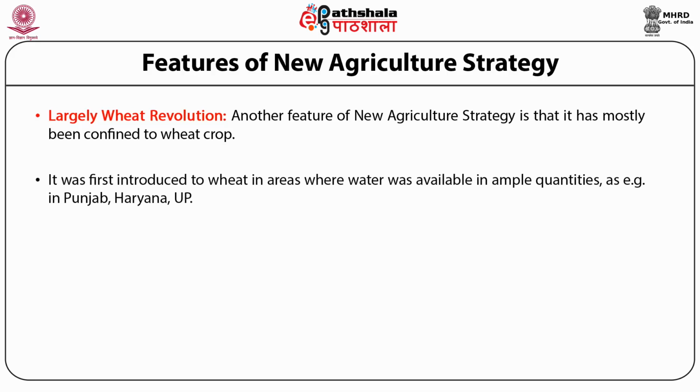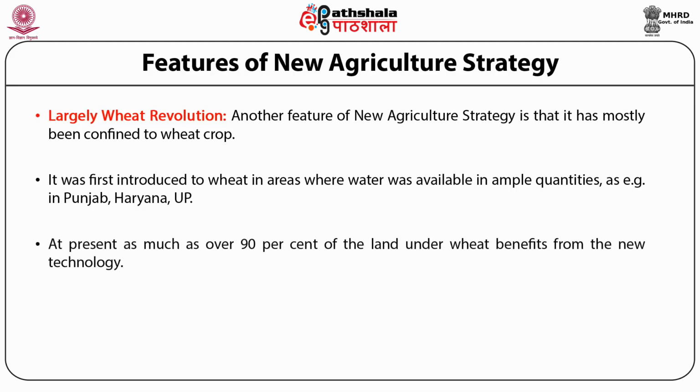It was first introduced to wheat areas where water was available in ample quantities. For example, states like Punjab, Haryana, and UP have adequate water supply. Its spread in these areas has been equally spectacular. At present, over 90% of the land under wheat benefits from the new technology.